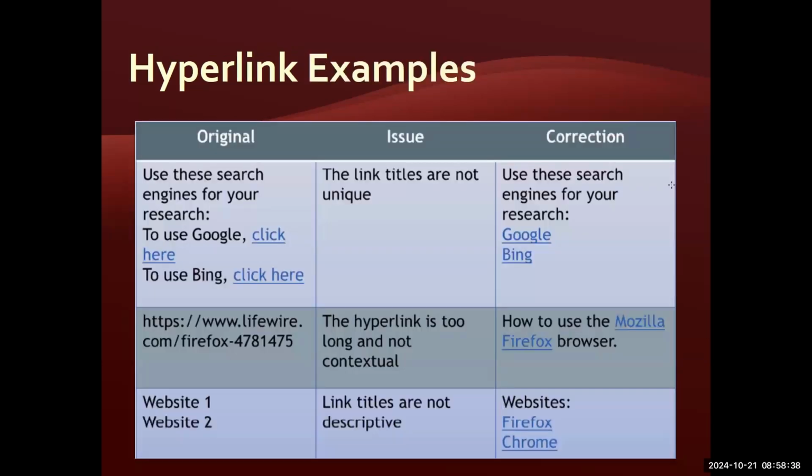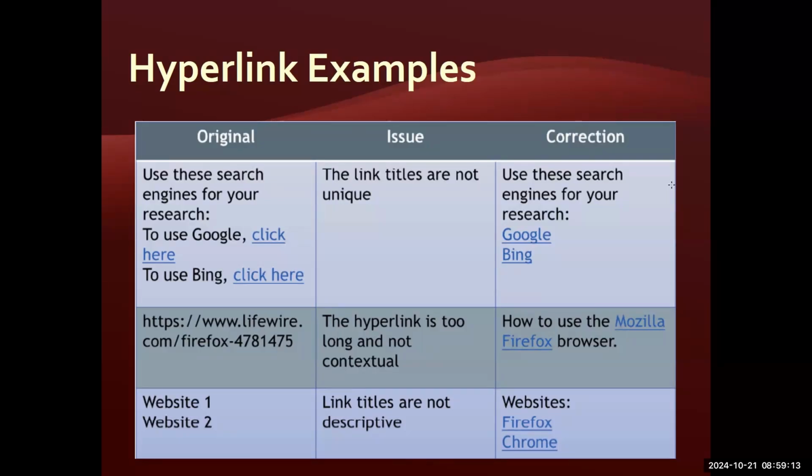So let's take a look at a few examples here and how they can be corrected as well as the issue, so you kind of get an idea of where we're going here. So on the left-hand side, you can see the original. Use these search engines for your research. To use Google, click here. To use Bing, click here. Well, as I said before, these titles are not unique. It doesn't tell the student or the learner or the user where they're going when they click the link. So you can shorten this down and say, use these search engines for your research, and make Google and Bing the actual hyperlinks that takes them to Google and to Bing.